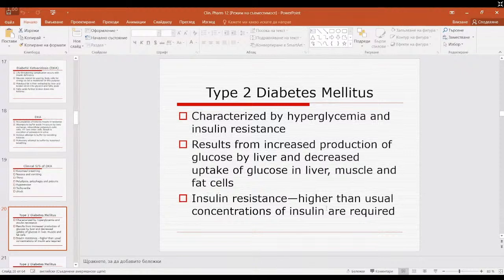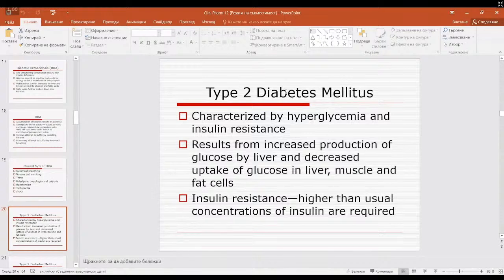Type 2 diabetes is usually characterized by hyperglycemia and insulin resistance, and it results from increased production of glucose by the liver and decreased uptake of glucose in liver, muscle, and fat cells. There is also a very pronounced insulin resistance. So these patients usually will have higher levels of insulin circulating in their blood. And this is like a feedback mechanism in order to oppose the insulin resistance by increasing the levels of insulin in the body.